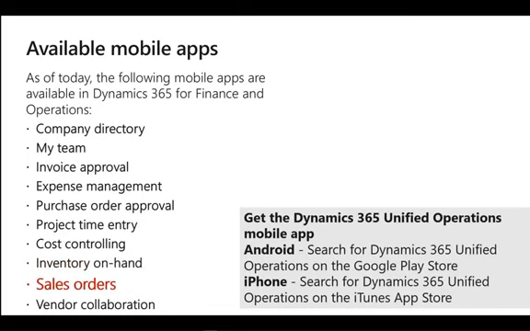Sales orders. Use these sales order mobile apps. User can stay up to date on our sales orders. For example, sales order process status. Vendor collaborations. Vendor can stay up to date on the purchase orders that have been sent to them for approval. They can also view information about new and updated purchase orders and contacts via this vendor collaboration mobile apps.